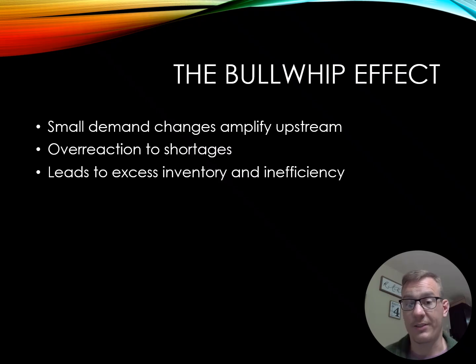And this ties into the bullwhip effect, right? So small demand changes amplify upstream, with overreaction to shortages, like myself, whenever I noticed there was a backlog throughout the simulation. And then it led to excess inventory and inefficiency later on in the simulation.